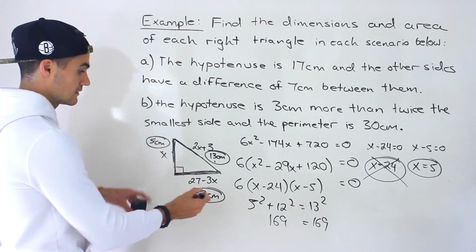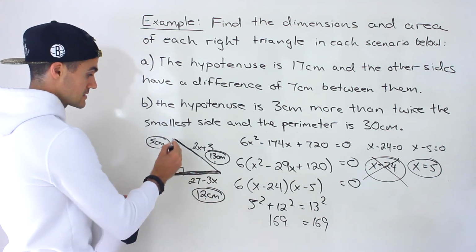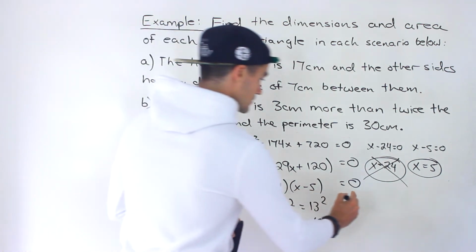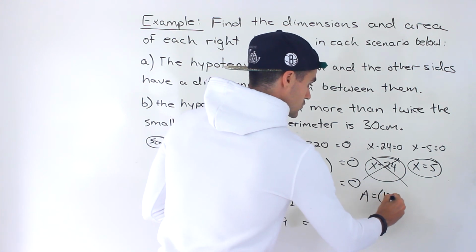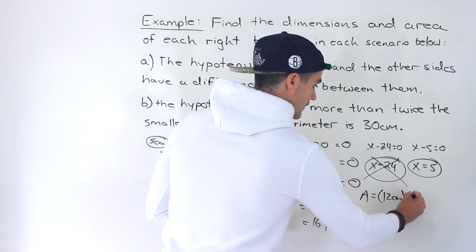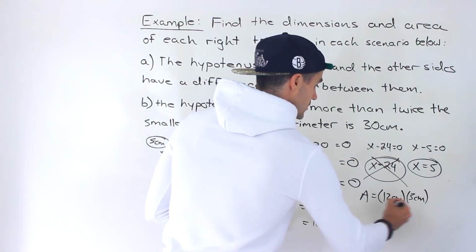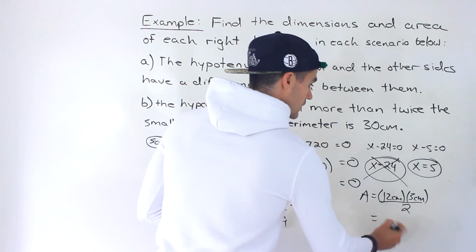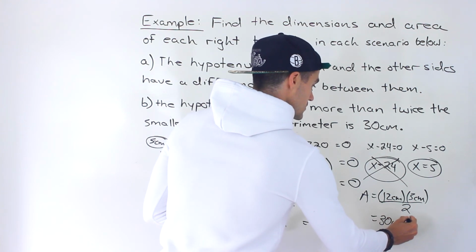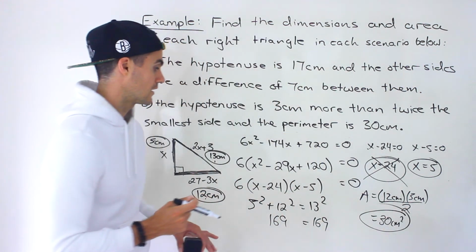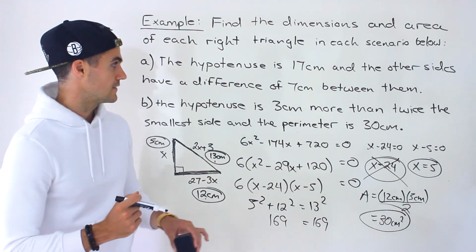And then finally, to get the area, base times height divided by 2. So the area would equal 12 centimeters times 5 centimeters, which would give us 60 centimeters, but we got to divide that by 2. So that would give us 30 centimeters squared. That would be the area, the dimensions, and then the area.